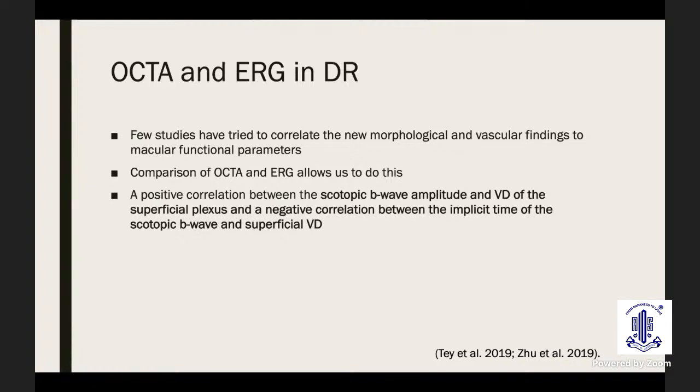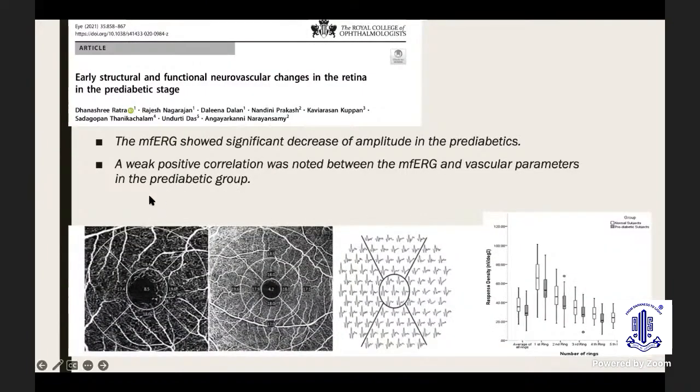We have seen that wherever there is a decrease in the vessel density, it corresponds with the B wave amplitudes. And this is a nice paper from Shankar Nethralaya again. It shows that the decrease in the vessel density as seen in the superficial and deep plexuses corresponded very well with the decrease in the responses on multifocal ERG. And this is the graph which shows the same.